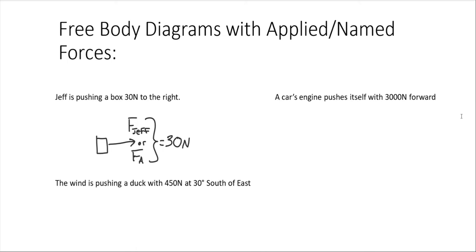But it doesn't need to just be individuals, right? The car engine pushes it forward, so here's ourselves a little car. And here's the front windshield, so it pushes it forward with 3,000 newtons. What could we call this force? Well, you have a couple options. You could call it the engine force, right? F engine. Or, as before, you could also call this the applied force. It's 3,000 newtons, right?